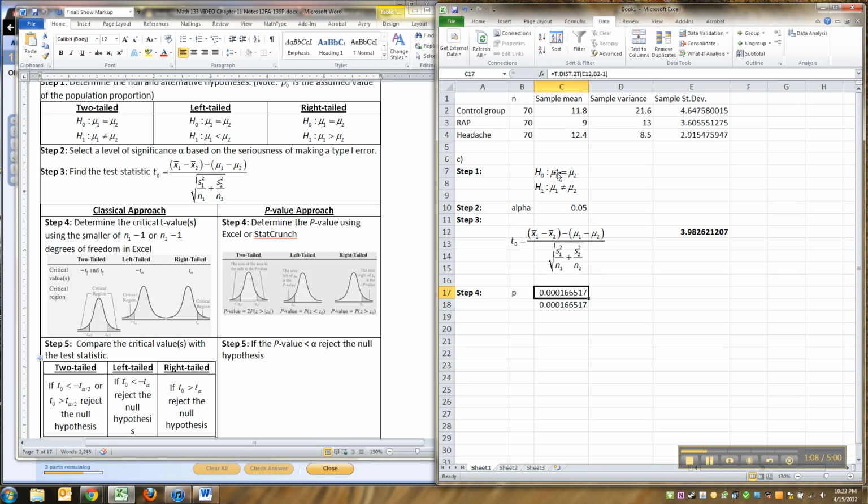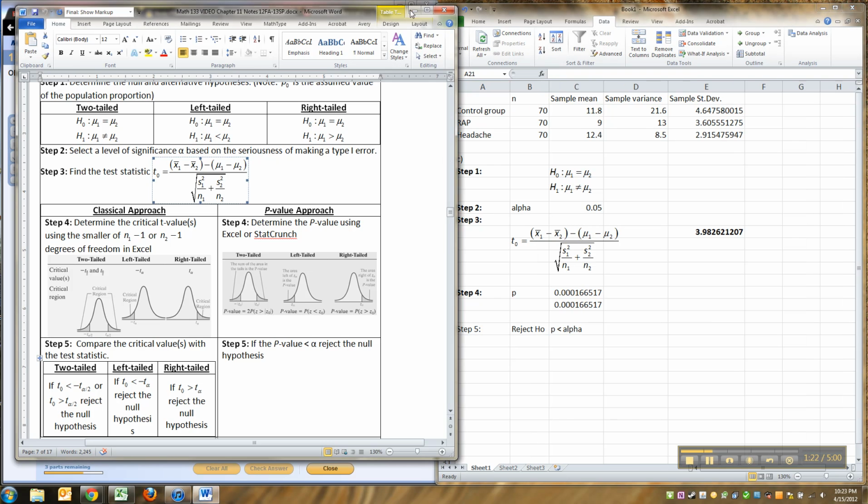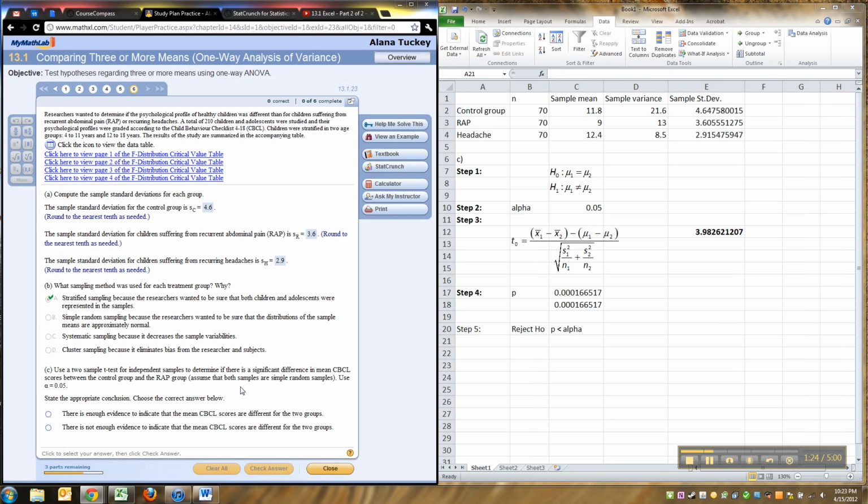Okay, so this value is obviously lower than 0.05. So step 5, which is all we were really interested in, we would reject H naught. P is less than alpha. All right. So if I go back to the problem here, and of course, your problem, I don't know if it'll be less than alpha. You'll have to double check.